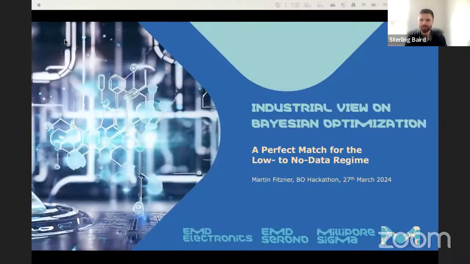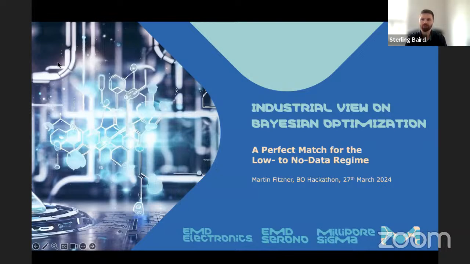So our next speaker is Martin Fitzner from Merck EMD, Germany. Recently, Merck is co-hosting this Bayesian optimization hackathon with us. It wouldn't be happening if not for them having the idea and us all putting it together. So Martin's going to give us an industrial viewpoint on Bayesian optimization as it relates to process chemistry, and I'll let him take it away. So go ahead, Martin.